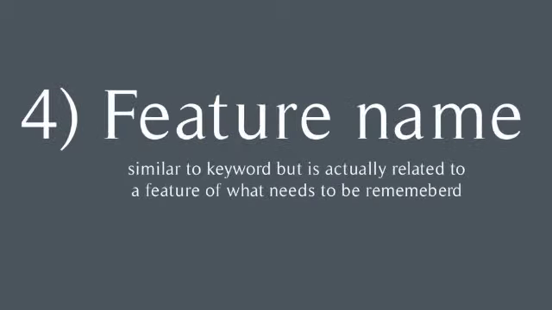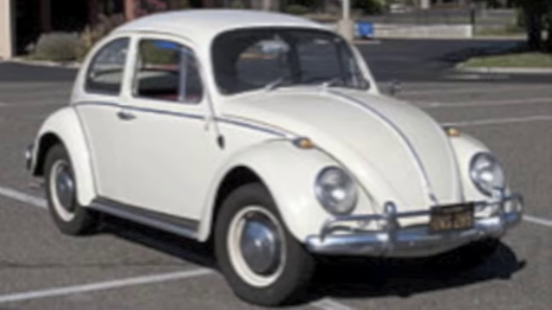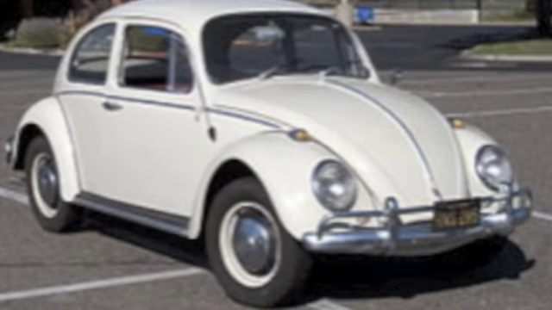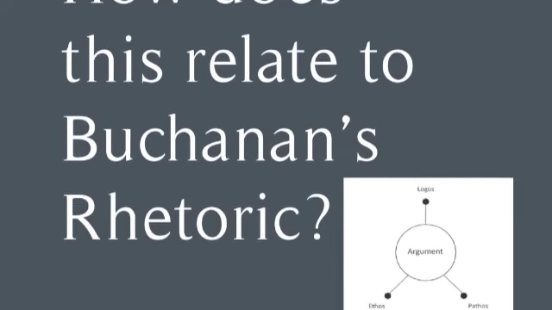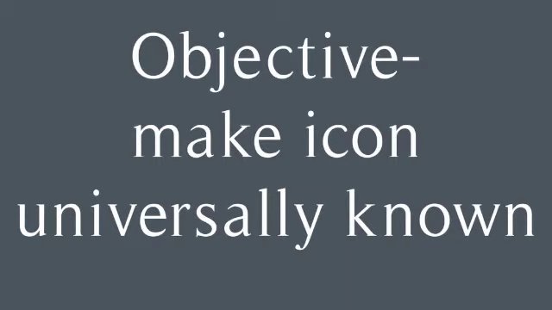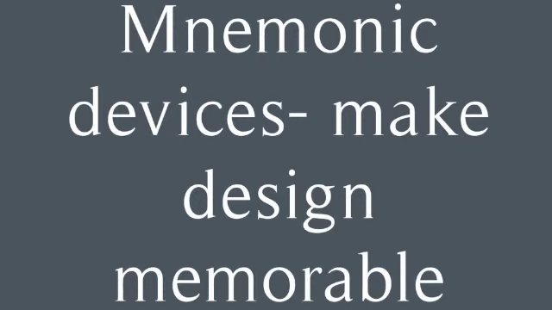Number 4, feature name. Similar to keyword, but the word is actually related to a feature of what needs to be remembered. For example, a Volkswagen Beetle is shaped like a real beetle, which acts as a bridging image to remember the name. So how does this relate to Buchanan's rhetoric? Design as rhetoric is the art of effective or persuasive design. So the main objective is to make the icon universally known. In mnemonic devices, the objective of information design is to appeal to audiences so that it is memorable.